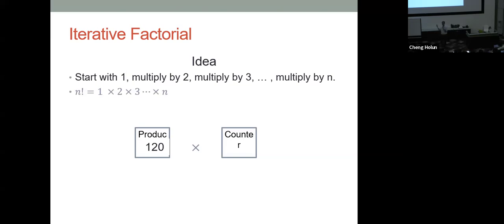And this is also just indicated in your program. You only need these two variables. One is product, one is counter. What is the counter's behavior? The counter will jump, right? 1, 2, 3, 4, 5, 6 until it jumps to n. So let's convert it into code.